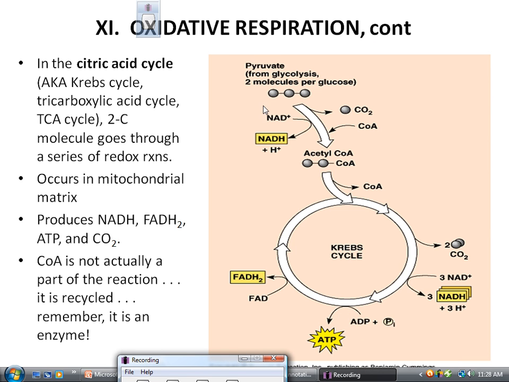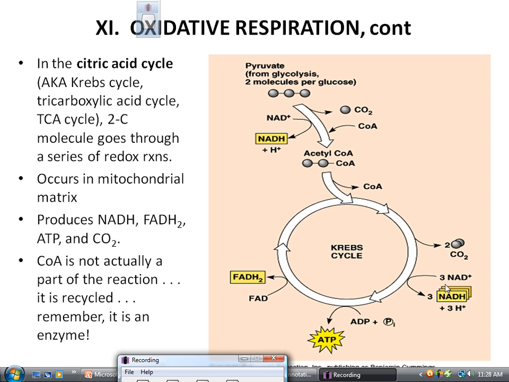If you look at this diagram, up here at the top is the grooming phase that we just did. From pyruvate to acetyl-CoA, that's the grooming that occurs. So now you've got acetyl-CoA coming into the cycle. CoA, because it's a coenzyme, is always there and always recycled. When acetyl-CoA comes in, it goes through a series of redox reactions. Once again, this is happening in the matrix.